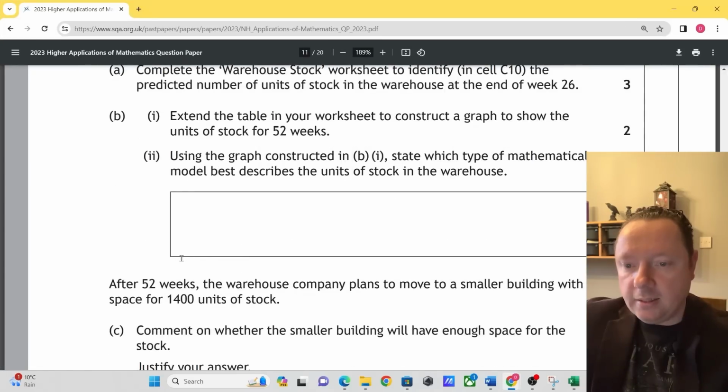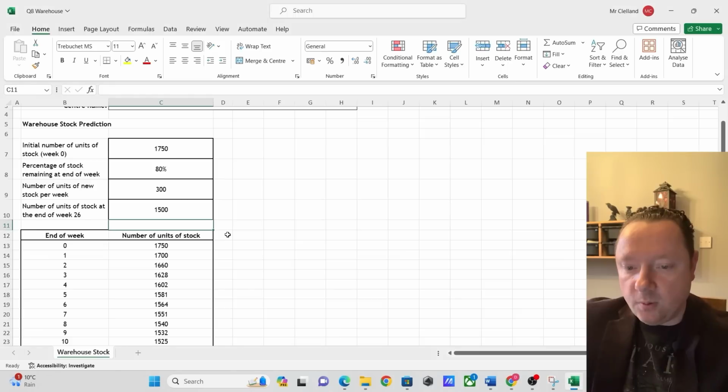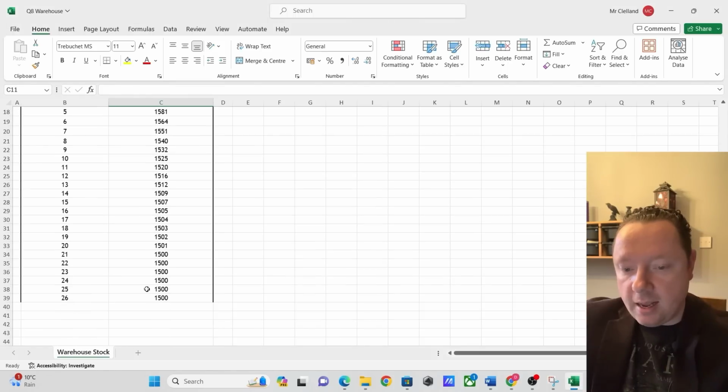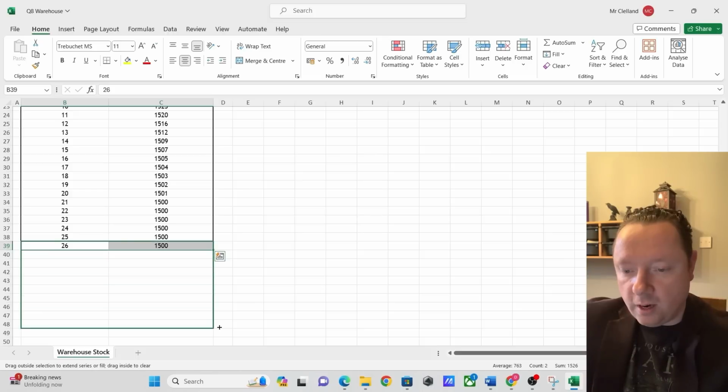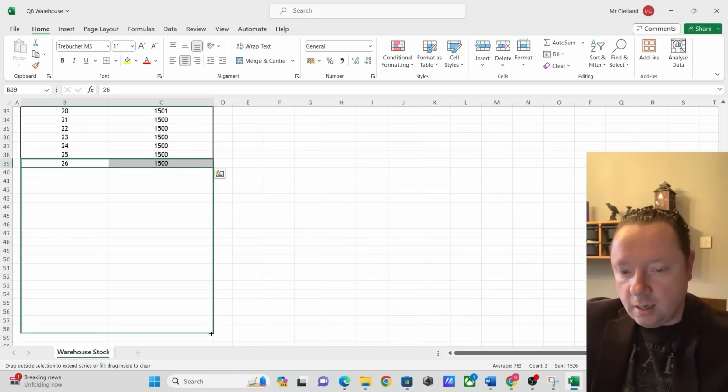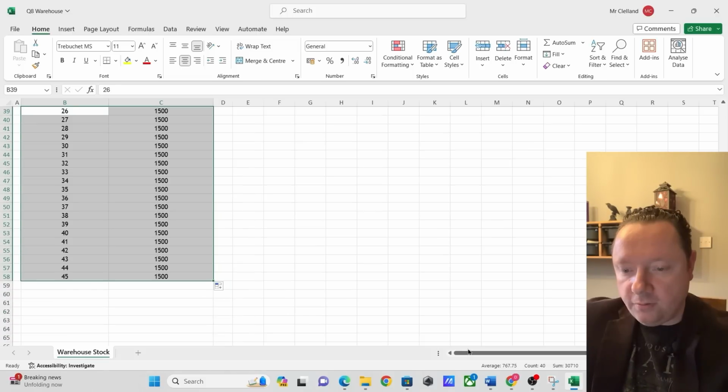Part B. Extend your table in your worksheet to construct a graph to show the units of stock for 52 weeks. Using the constructed graph in B, state the type of mathematical model that describes the units of stock in the warehouse. Okay, so we have to extend the table. So the easiest way to do that is just highlight these two and pull that little corner down. And we have to go to 52 weeks.